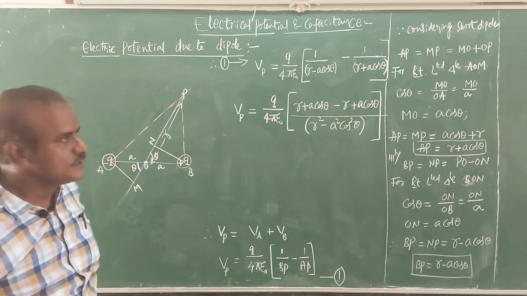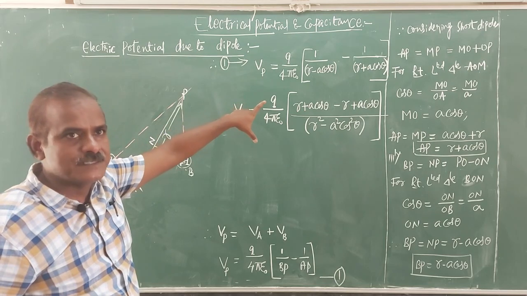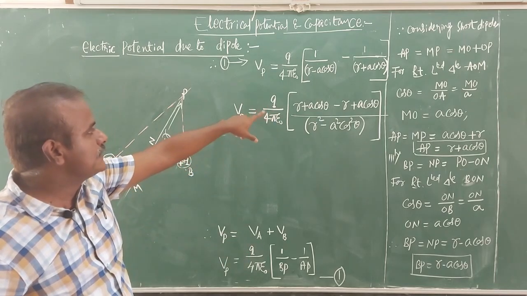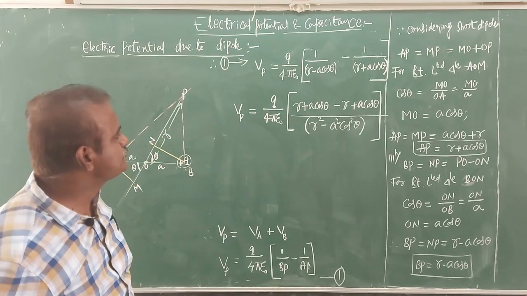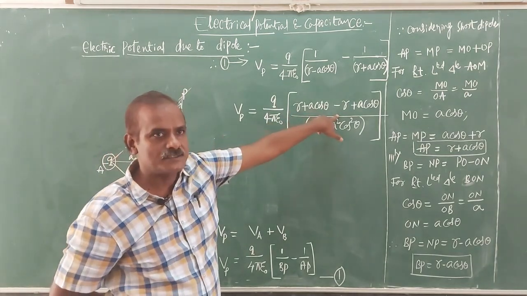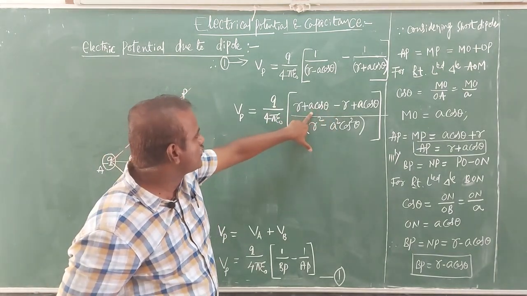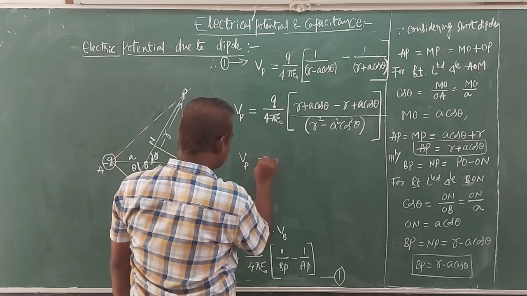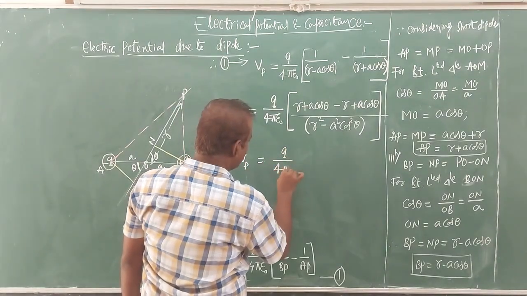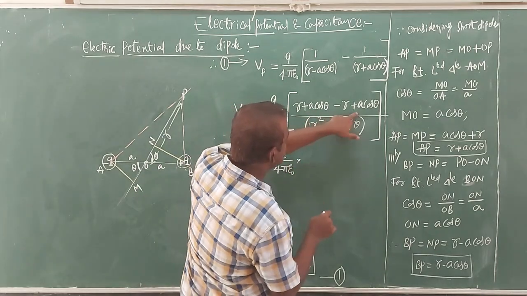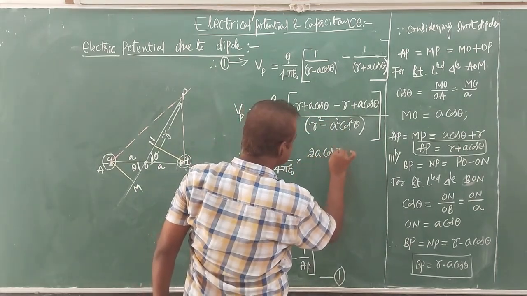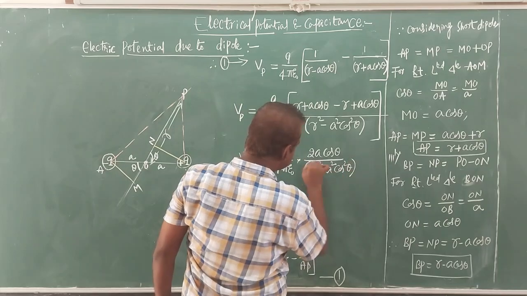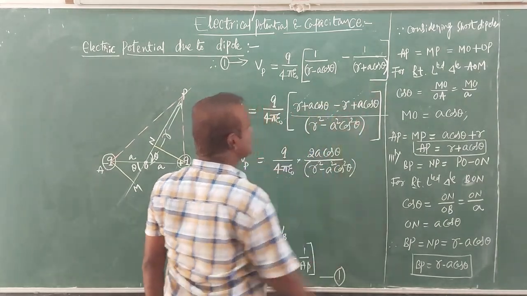I hope you understand this. This is very simple. Taking LCM, which is in the form a minus b into a plus b, a square minus b square, and writing the terms in each part. Now you can see very clearly, plus r minus r cancel. You will be left with a cos theta plus a cos theta, 2a cos theta. I write here Vp is equal to q by 4 pi epsilon naught into 2a cos theta divided by r square minus a square cos square theta, because this part and this part cancel.